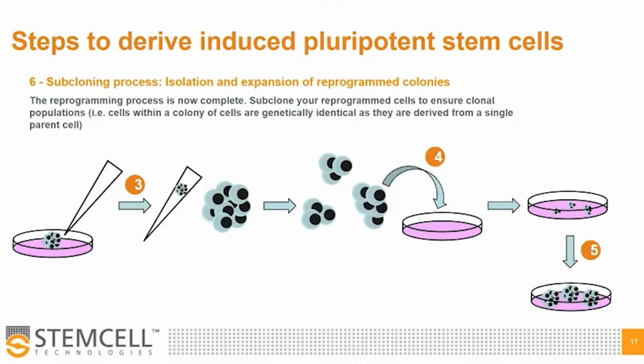Once an iPSC line has been established, you would maintain the line with established methods. This may take several passages after the initial picking of the colonies. Finally, once the cell line is established, it is assessed and characterized for pluripotency, undifferentiated PSC markers, and the genotype.